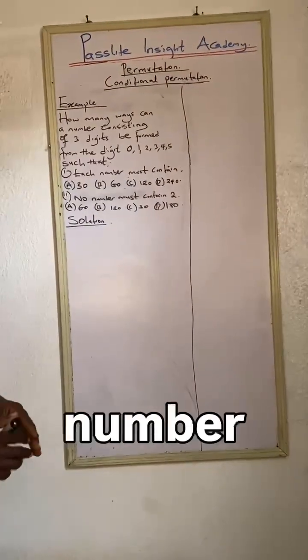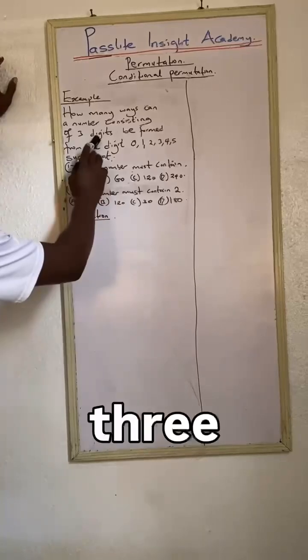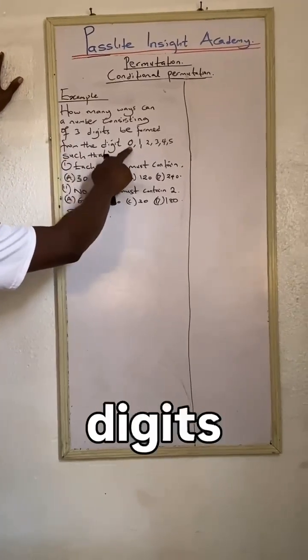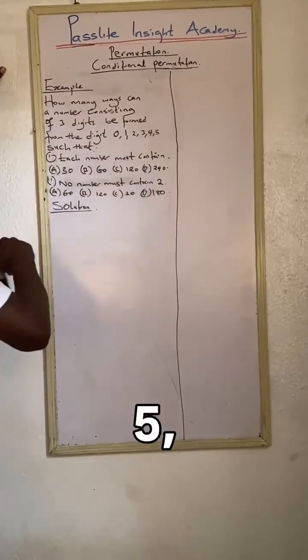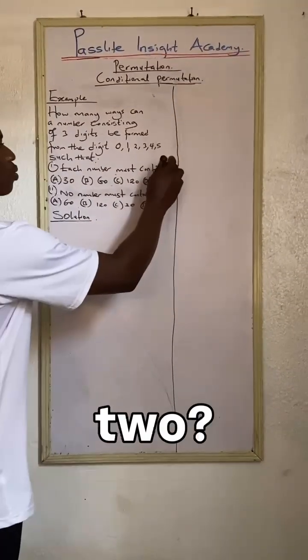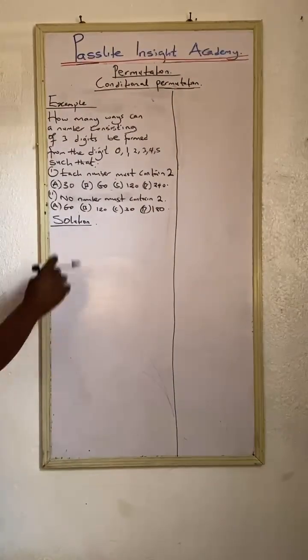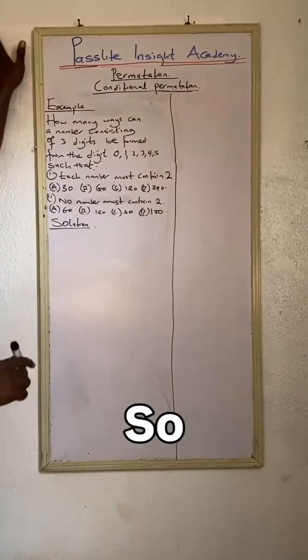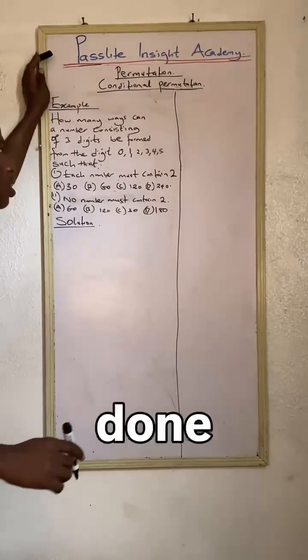How many ways can a number consisting of 3 digits be formed from the digits 0, 1, 2, 3, 4, 5, such that each number must contain 2? As you can see it now, each number must contain 2. So let's solve that within 2 seconds. We are done. So let's see.